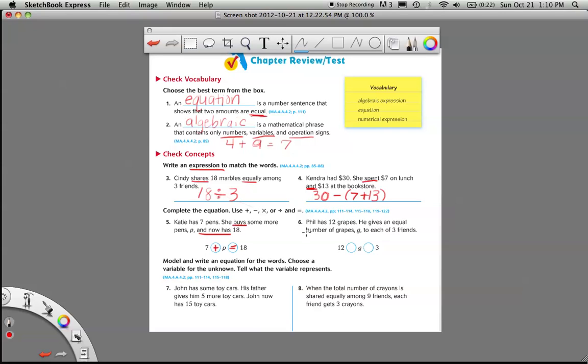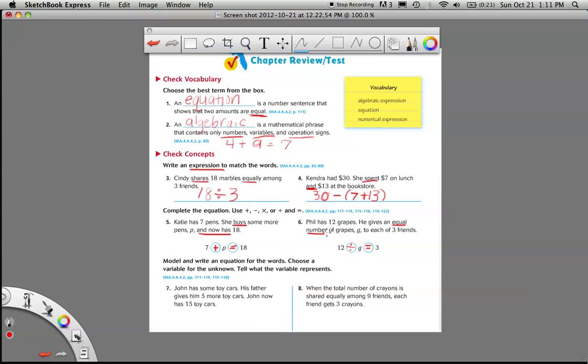All right, number 6. Phil has 12 grapes. There's the 12. He gives an equal number. Gives an equal number. That sounds familiar. That sounds like up here, shares equally. If he's giving out an equal number, then we're going to be doing division. He starts with 12. He gives them out equally, G grapes, to each of his 3 friends. So equals. That's how many, when I do this math, how many each of the 3 friends are going to get.